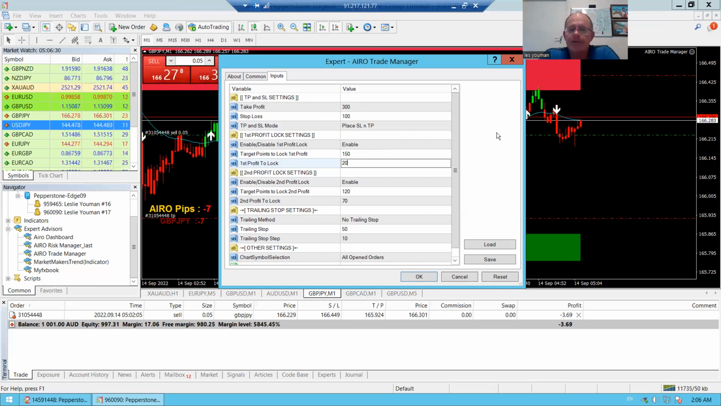So if I get into 100, if I get halfway to my take profit, it's going to lock in some profit, and my profit lock 2. Let's just whack it in at 220 pips, and it can lock in 70 pips. And I just want that on this chart only so that it doesn't affect any others, which is particularly important if I happen to have indices or crypto open as well.